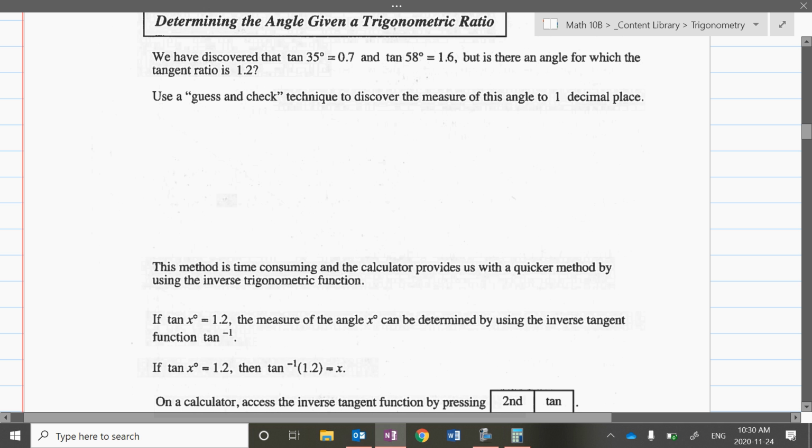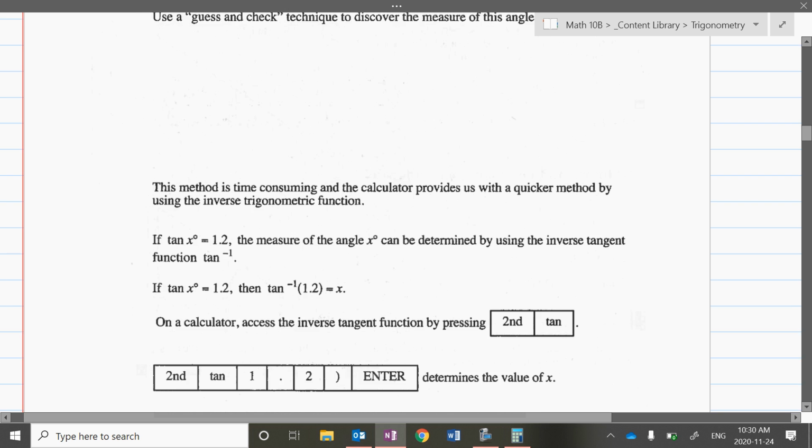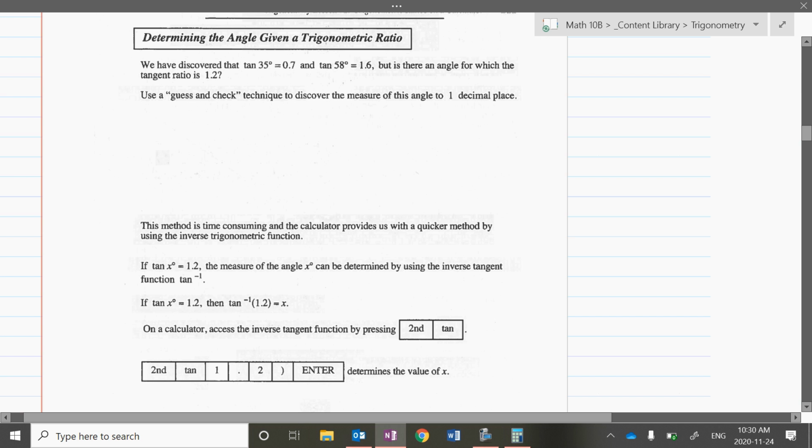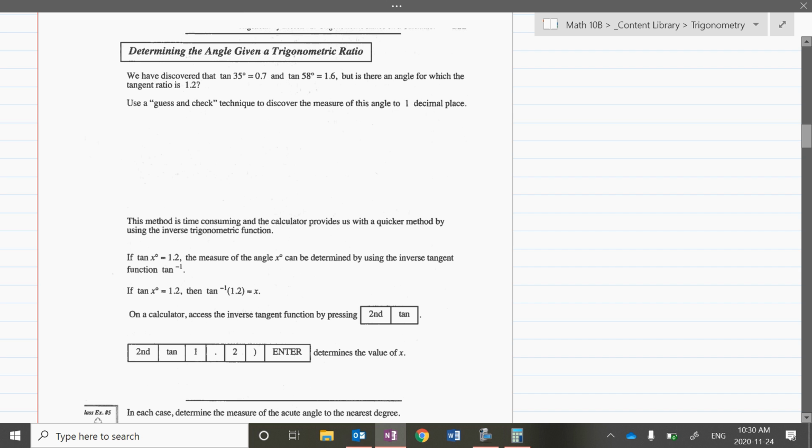Okay, turn the page. So I don't love how your workbooks do this. We're going to skip a little bit. So to determine an angle, turn the page to 211. Just turn the page.